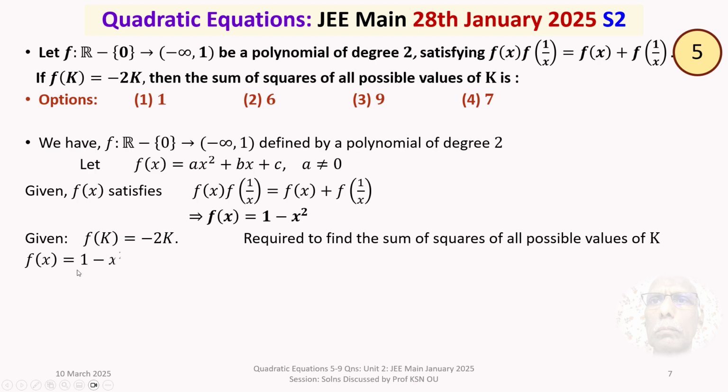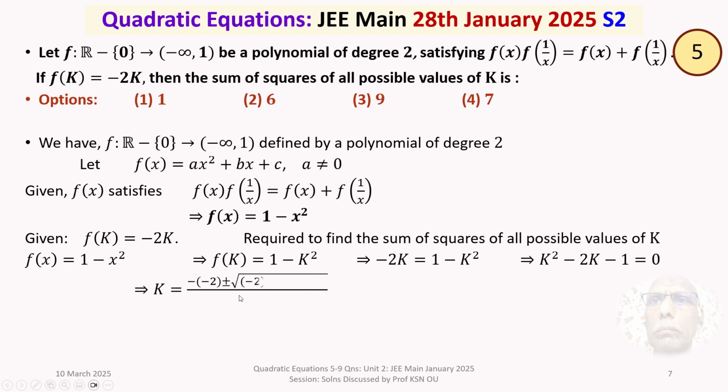F of x is equal to 1 minus x square. For x, substitute k. F of k is equal to 1 minus k square. That will imply f of k, which is minus 2k, is equal to 1 minus k square. And this is the quadratic equation, k square minus 2k minus 1 is equal to 0. Solving for k, we'll get k is equal to minus b plus or minus the square root of b square minus 4ac, by 2a.